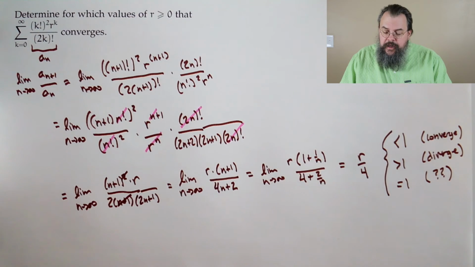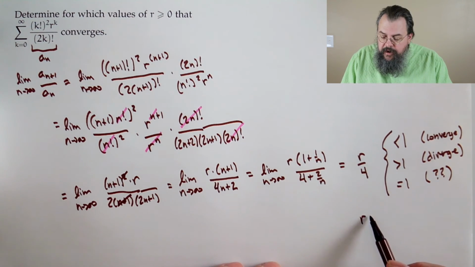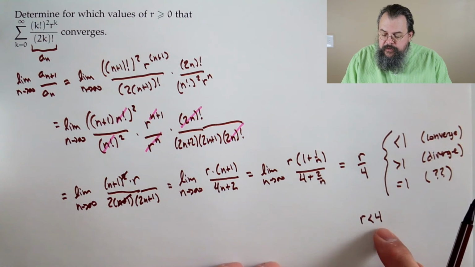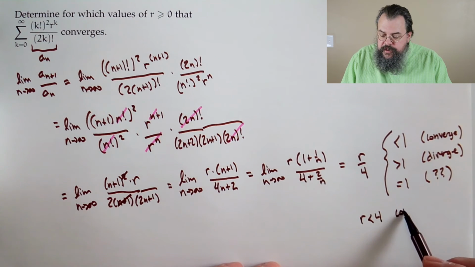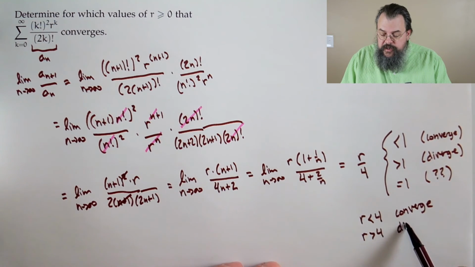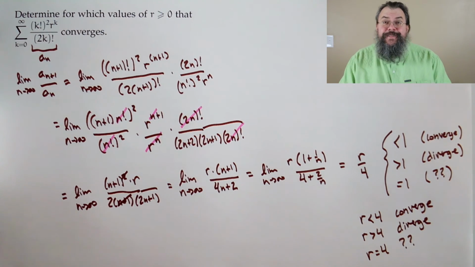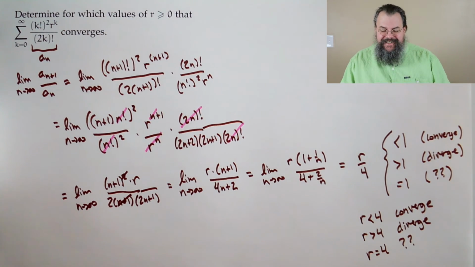So what do we see? We see r over 4 less than 1. So this says r less than 4. Sorry, if r is less than 4, r over 4 is less than 1, we converge. If r is greater than 4, then r over 4 is above 1, we diverge. And now we come to the conclusion that if r equals 4, we don't know. Ooh, boy, we were so close. We were so close.